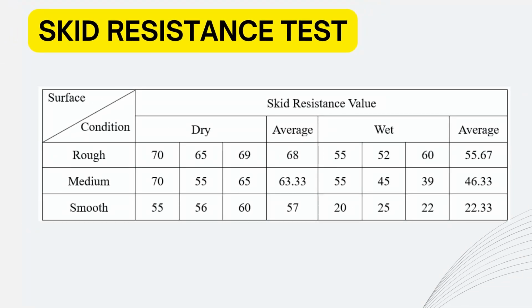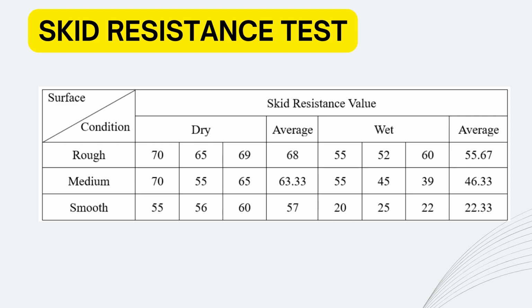The skid resistance values measured for different surface conditions, rough, medium, and smooth, reveal significant variations. Rough surfaces average a dry skid resistance of 69 and a wet value of 55.67. Medium surfaces 63.33 dry and 46.33 wet, and smooth surfaces 57 dry and 22.33 wet.